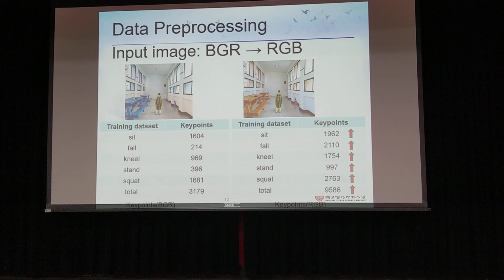The dataset was initially encoded into BGR images using OpenCV. However, many key points couldn't be detected. Therefore, I converted the image channels to RGB. It's noticeable that the number of detected key points has increased significantly.